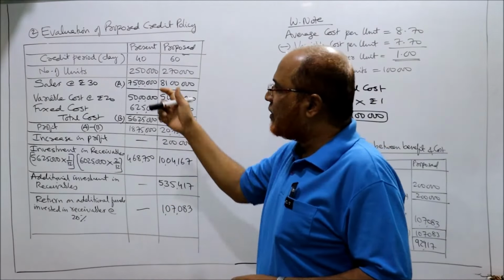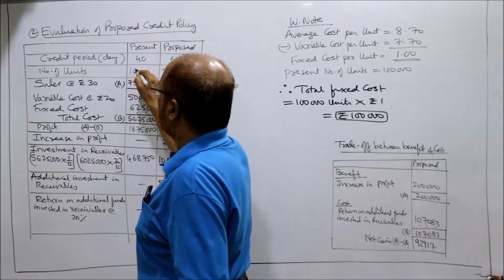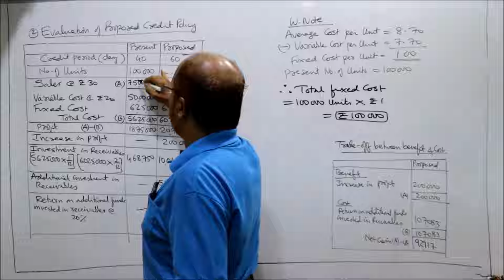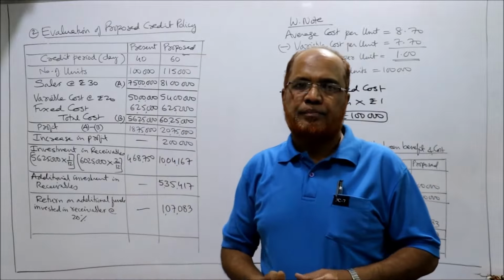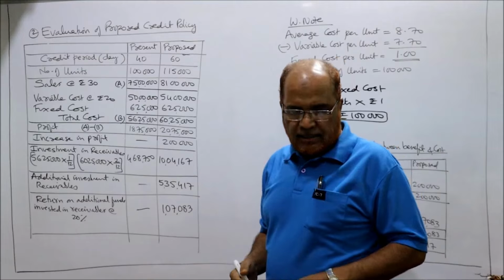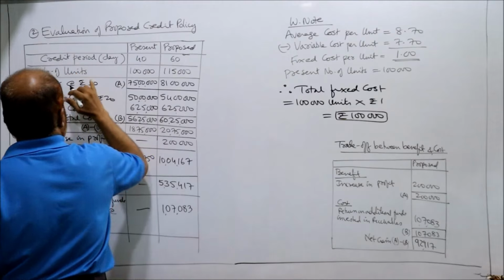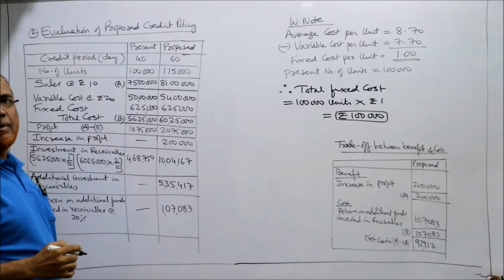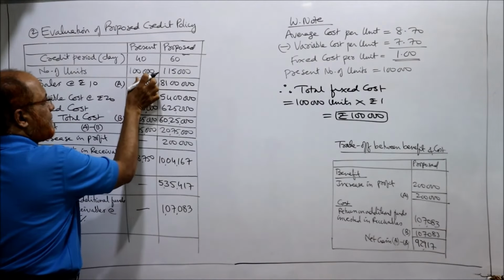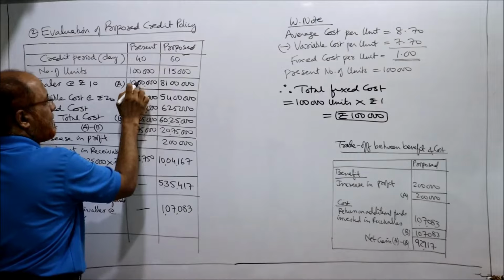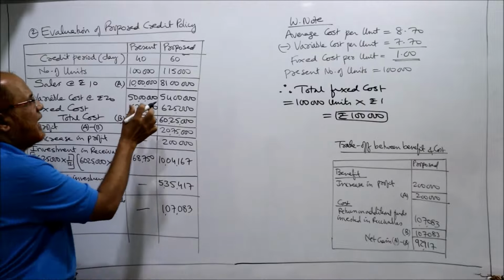First change: number of units. Presently it is given in the problem as 1 lakh units, and in the proposed policy it is given as 1,15,000 units. Directly it is given in the problem. Then sales: the selling price per unit is given in the problem as 10 rupees. So 10 into 1 lakh is 10 lakhs. Similarly, 10 into 1,15,000 is 11,50,000.